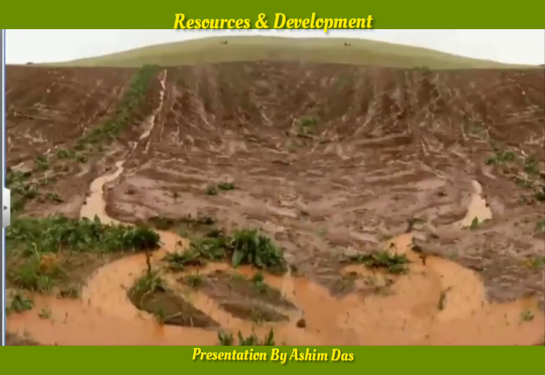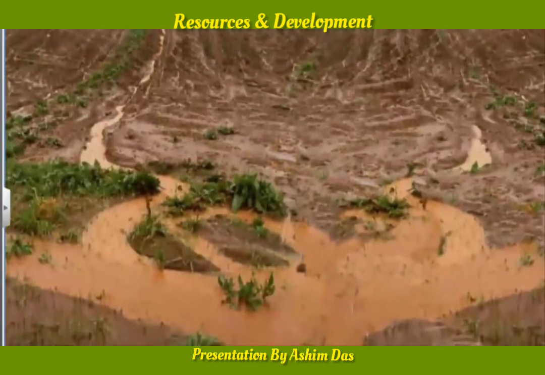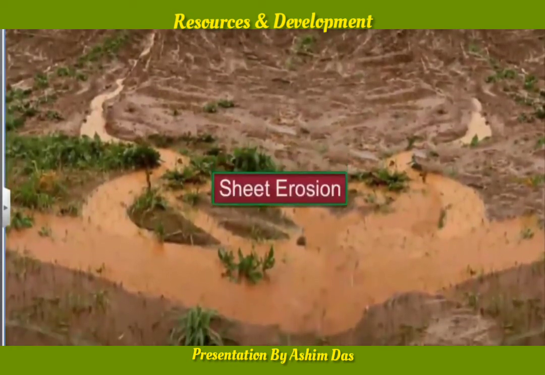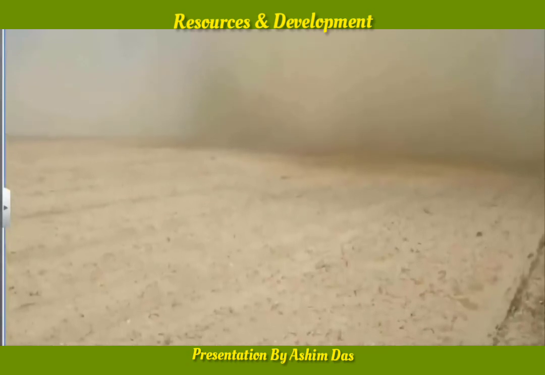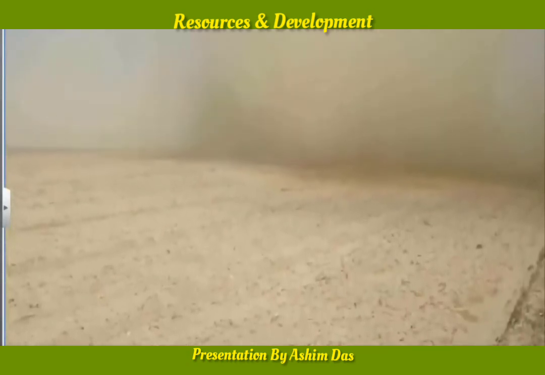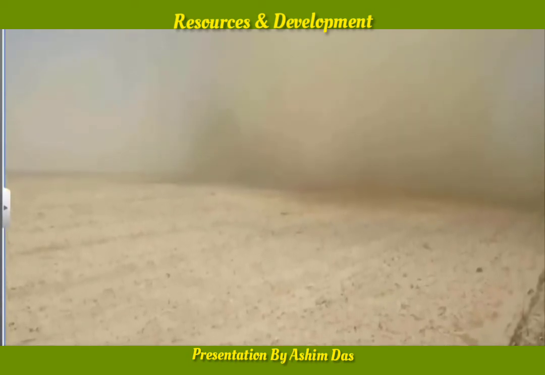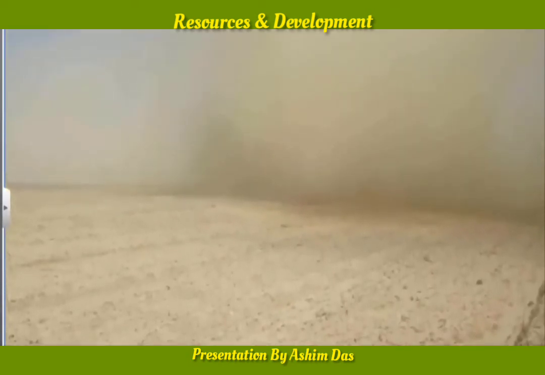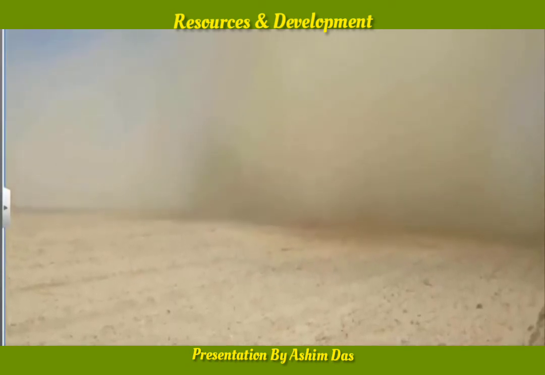When flowing water washes away the entire sheet of topsoil in a region, it is called sheet erosion. Wind erosion occurs generally in areas of little or no vegetation. It happens in places that receive scanty rainfall. For example, the formation of sand dunes in the deserts.